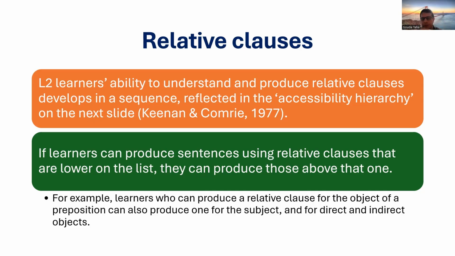As we will see in the next slide, we have different relative clauses in one list. So it depends which one you acquire, which one you command. And whenever you're going down, it means you are having the command of all of them. For example, a learner who can produce a relative clause for the object of a preposition can also produce one for the subject, one for the direct and indirect objects.